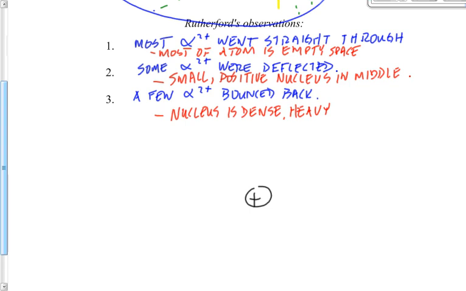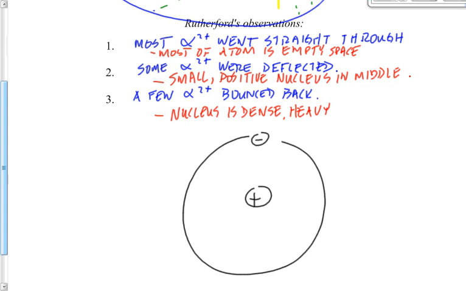So here's our nucleus. We're not going to throw out these electrons that Thomson discovered in 1897, but rather Rutherford's just going to make them orbit around. You got a small, dense, positively charged nucleus. Most of it's empty space here, you can see. But then you got this electron or electrons that are orbiting around.